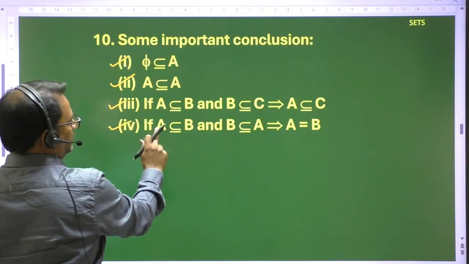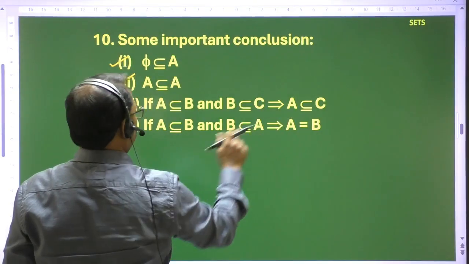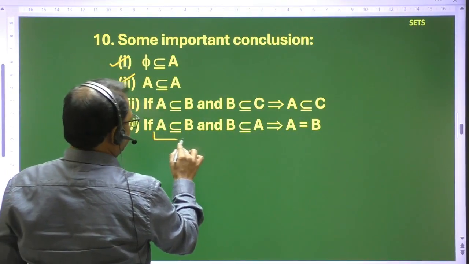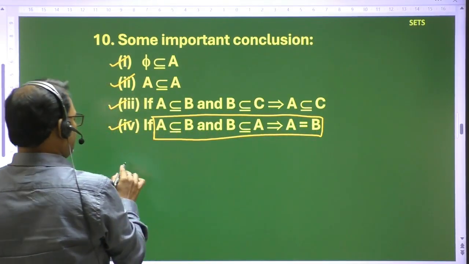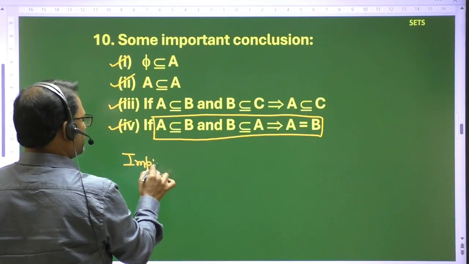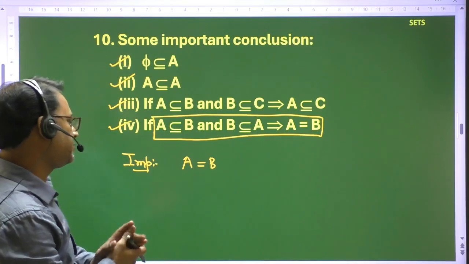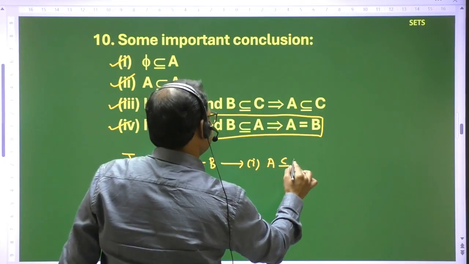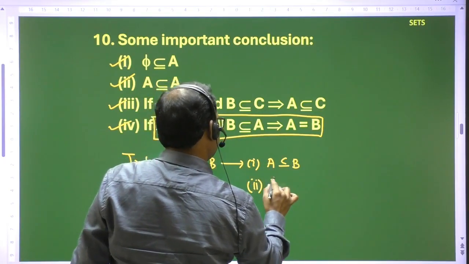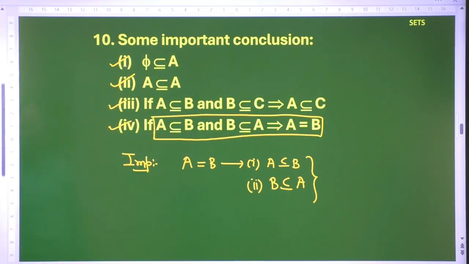Now this fourth result is very important. If A is a subset of B, that is every element of A belongs to B, and at the same time every element of B belongs to A, then A is equal to B. When you want to prove that two sets A and B are equal, you have to show two things simultaneously. Number one, you have to show A is a subset of B, and at the same time you have to show B is also a subset of A.